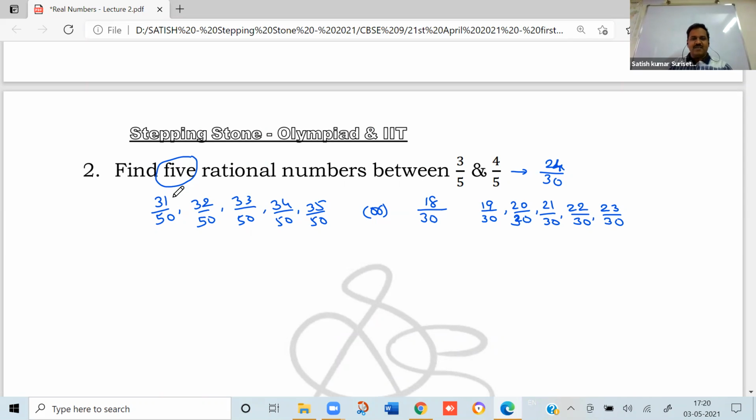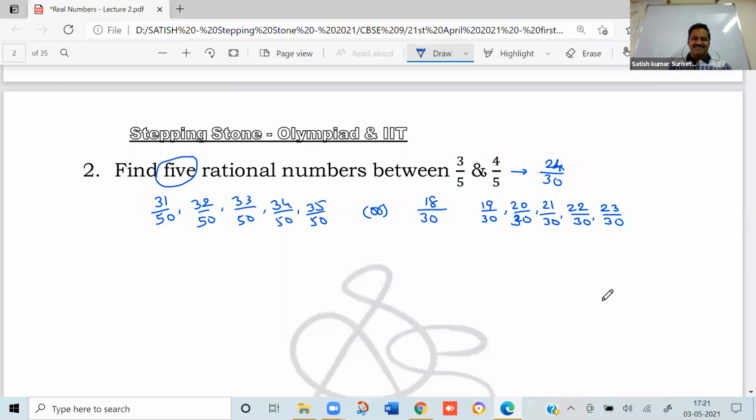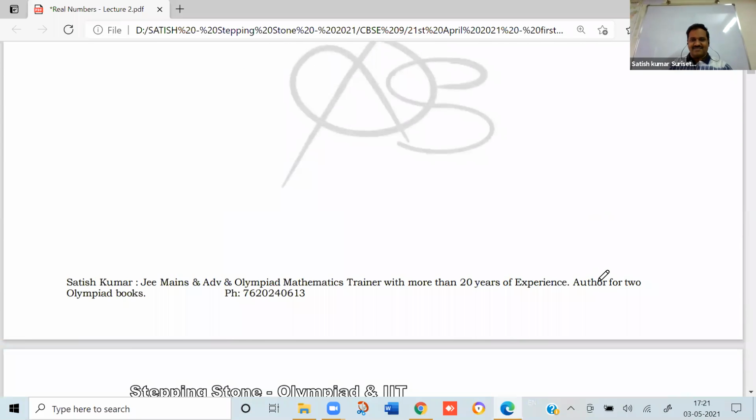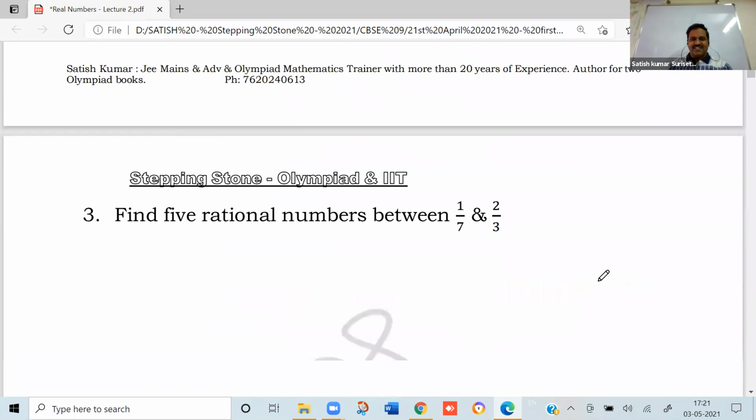So here 31 upon 50, how you have done it is either you have multiplied by 10 and divided, or else you have taken directly 3.1 upon 5, 3.2 upon 5, like that; after the decimal you have removed it. That's why you got these numbers. Is it so? Okay. Now try this.